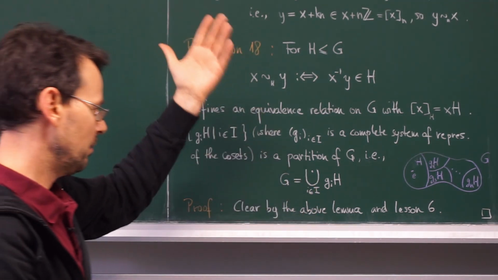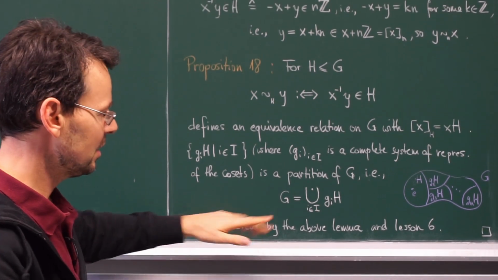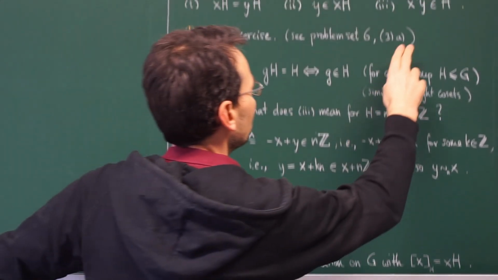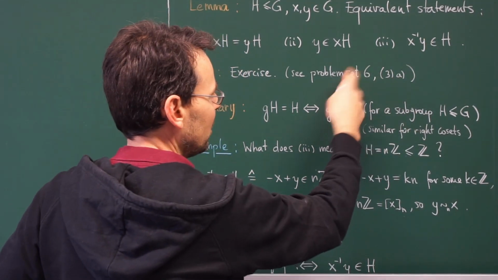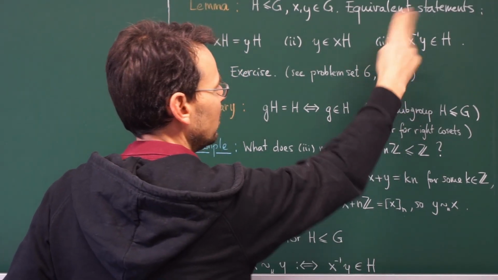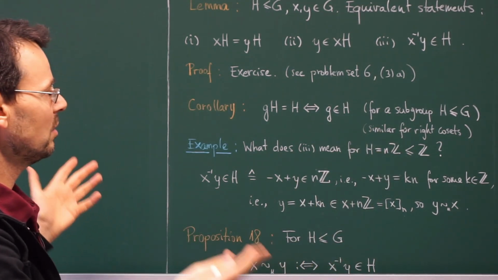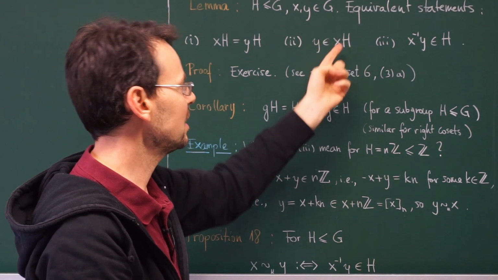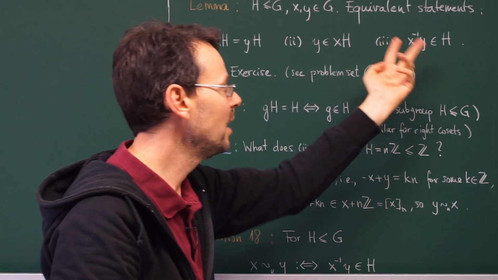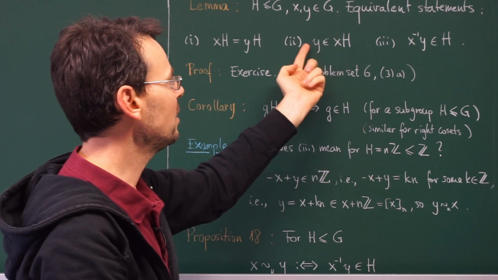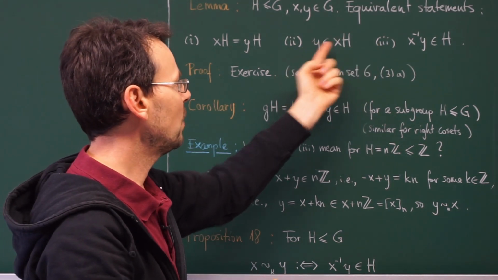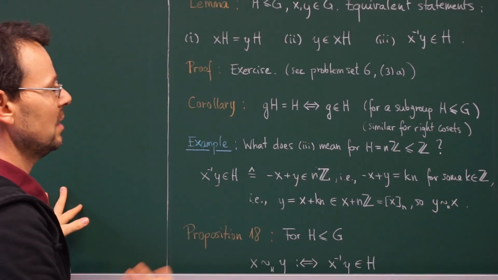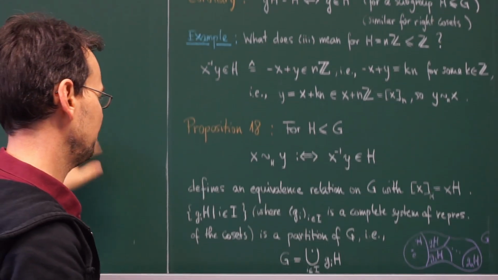And well, by the above lemma and lesson 6, there's nothing left to prove, because you can easily check, or you have already checked on this problem set, that this defines an equivalence relation, and then it is clear because of this here that the equivalence classes are exactly the left cosets, because if X is equivalent to Y, it means this is equivalent to Y lying in this set. So by definition of equivalence class, this set here is the equivalence class.